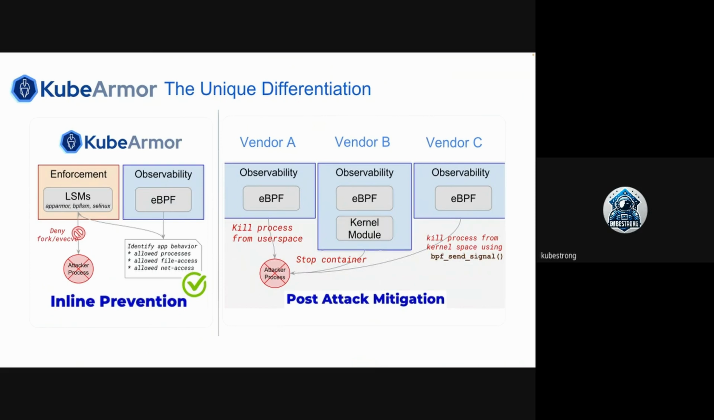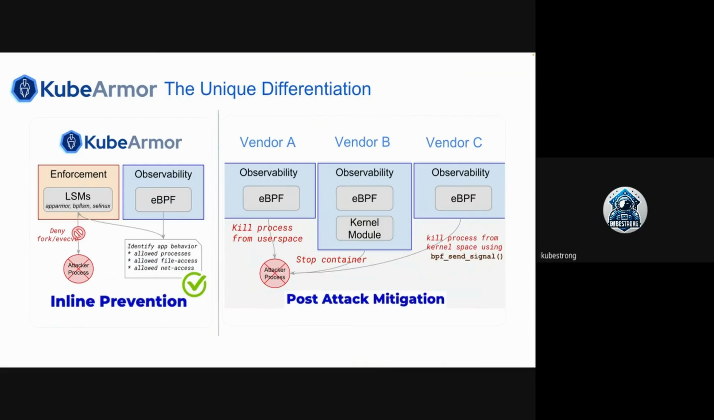When you detect that someone is attacking your system, you can kill the process from user space. It works, but it's too late. Even within a few seconds, your secrets might already be stolen and exposed to the hacker. The same goes for vendors B and C. They might stop your containers or kill the process from the kernel space, like vendor C, which is a little faster, but it's still post-attack mitigation, which is not as effective as inline prevention.